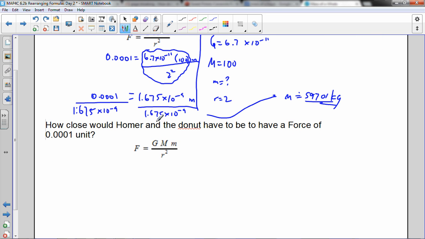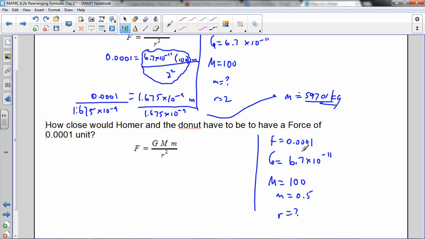The other thing that we could change is how far apart Homer and the donut were. So on this one, we still got that a little bit higher number force of gravity. Gravitational constant still that number, 10 to the minus 11. Homer's still the same weight. And we're going to go back to our original size donut, but we want to know how close they should be. And so it's R that I want to find.